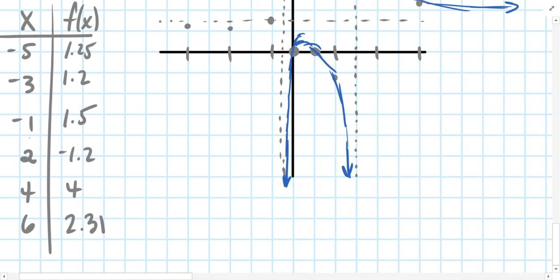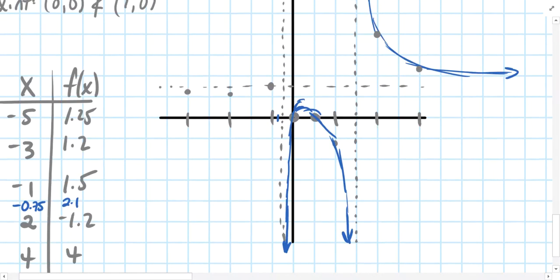So I'm going to evaluate this function now at, say, -0.75. I want to see what's happening right here. And when I calculated that off screen, I got a y value of 2.1. And so that tells me that there's a data point right here. So that gives me a little bit of a clearer picture.